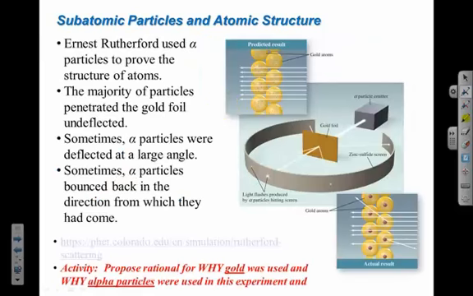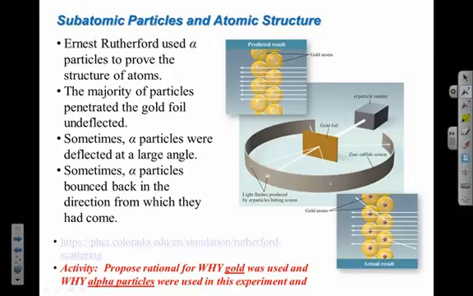All right, so I wanted to talk about this just for a few minutes. Why do you think gold was used in the Rutherford gold experiment? Why not some other material? Gold is not reactive, hardly. Yeah, that's one really good point.